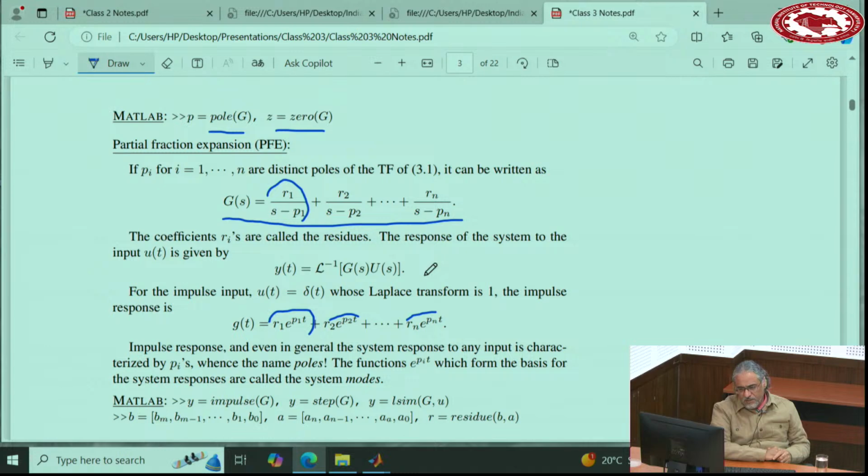And another thing we can see is that if P1, P2, Pn are on the left side of the complex plane, because these are, generally speaking, complex numbers, on the left side of the complex plane, this goes to 0. But if any of them is on the right side of the complex plane, this goes to infinity. So that is what we use the term stability for.